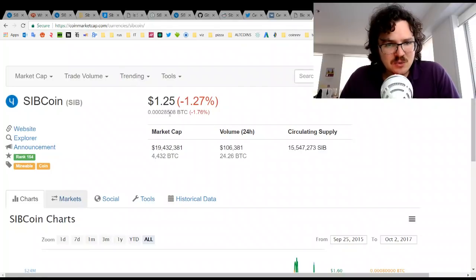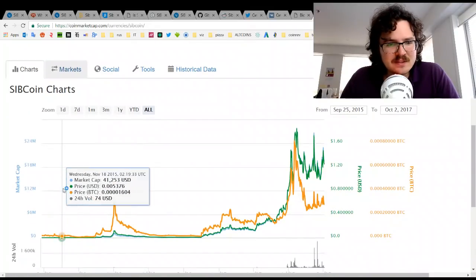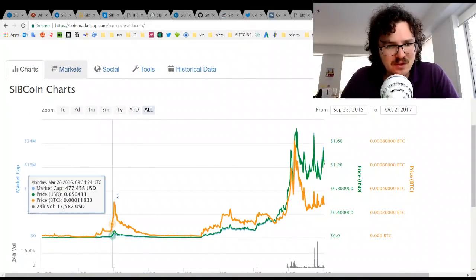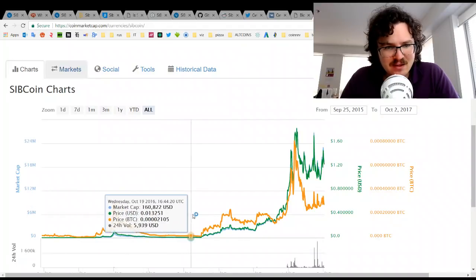Sibcoin is currently at 28,000 Satoshi. Of course, it's seen a lot of ups and downs over the past few weeks. Now, Sibcoin didn't really do a lot for a long time, had a big spike back in 2016, and then sat in relative nothingness.